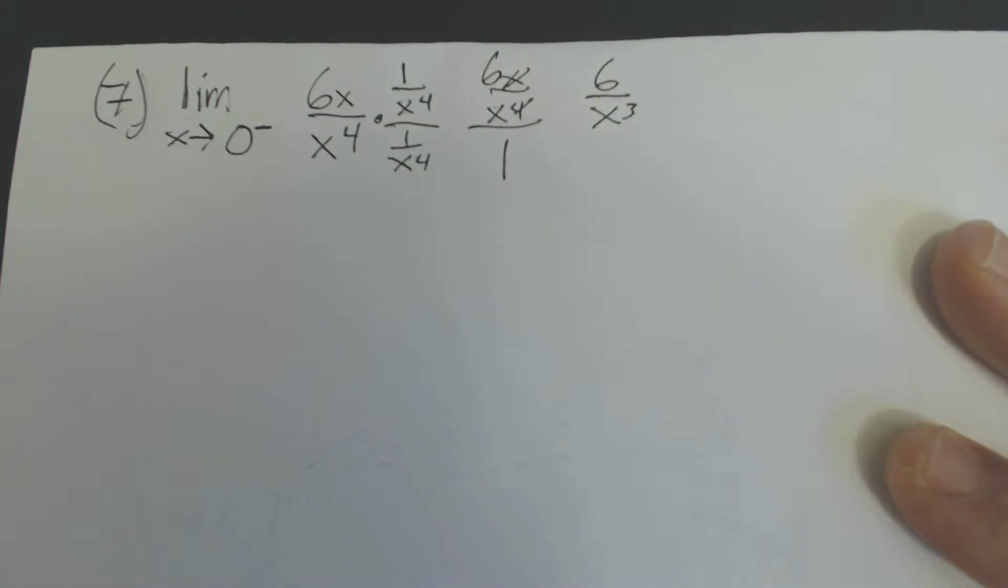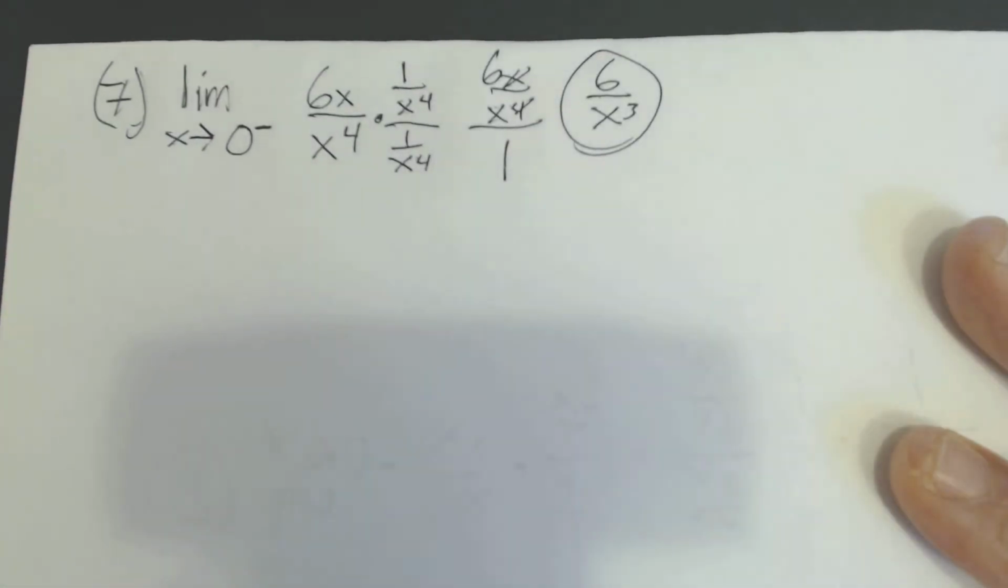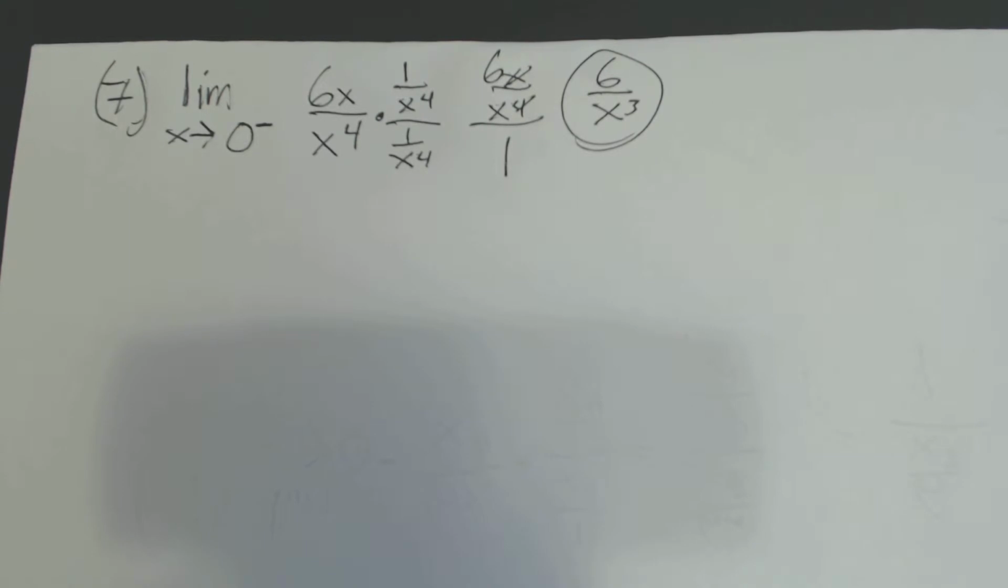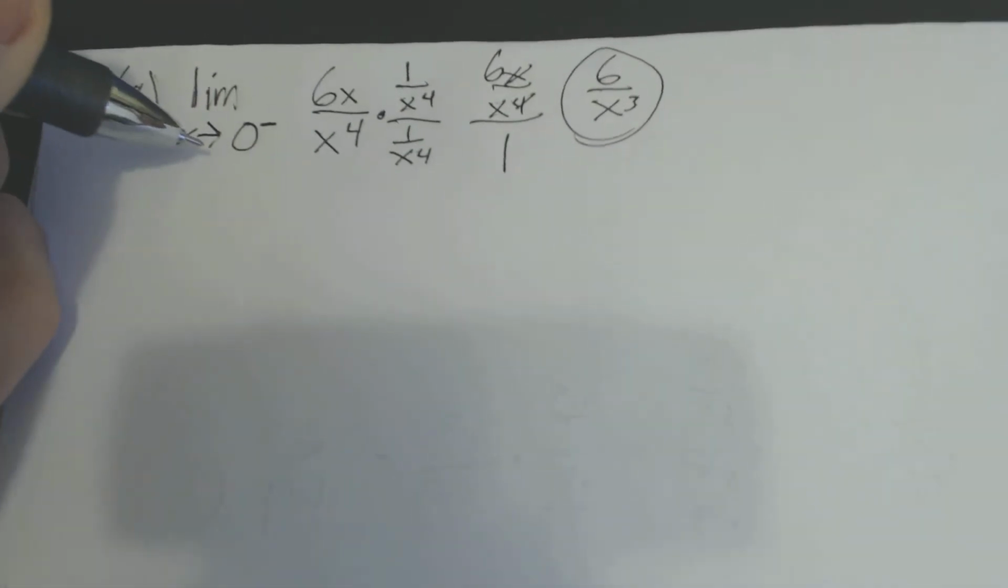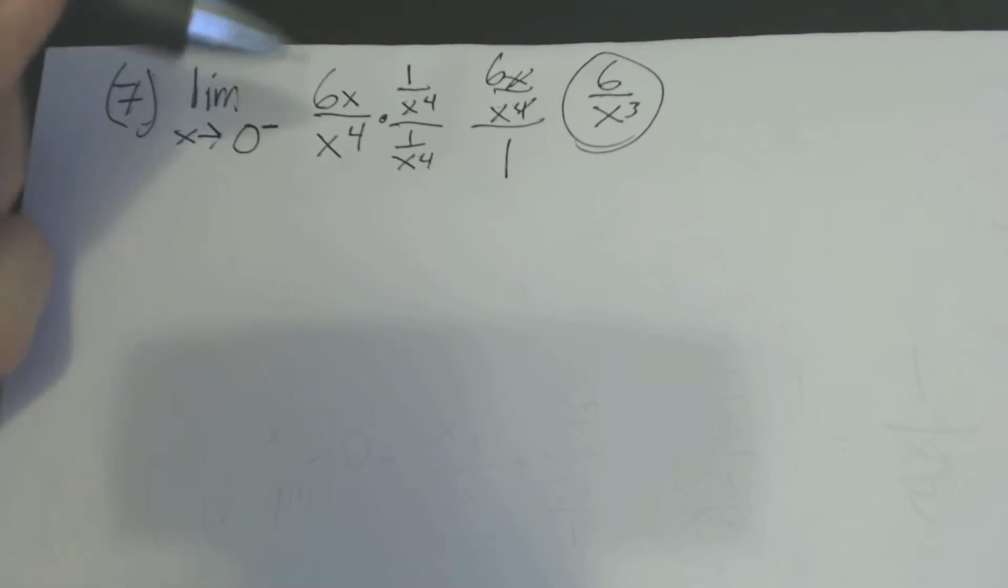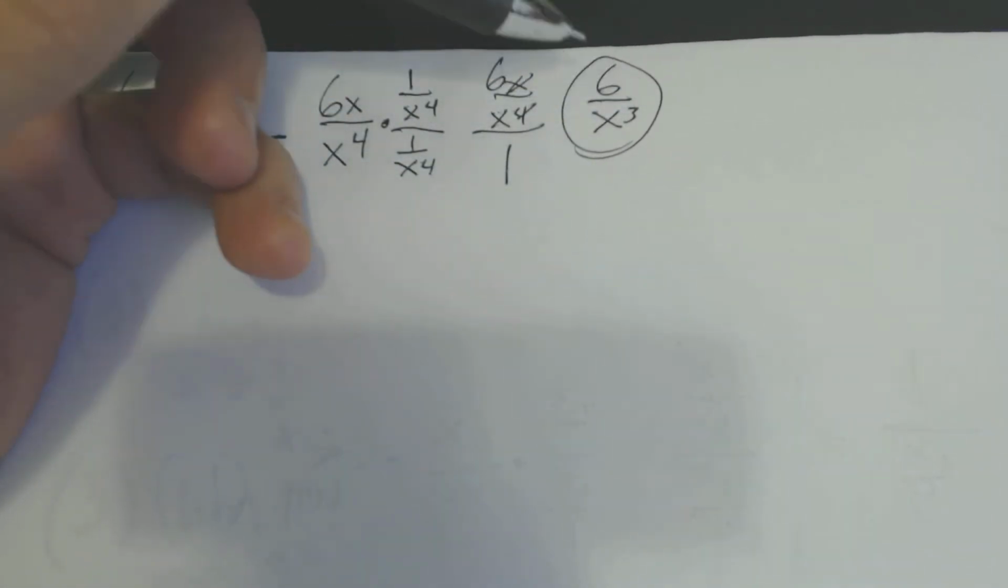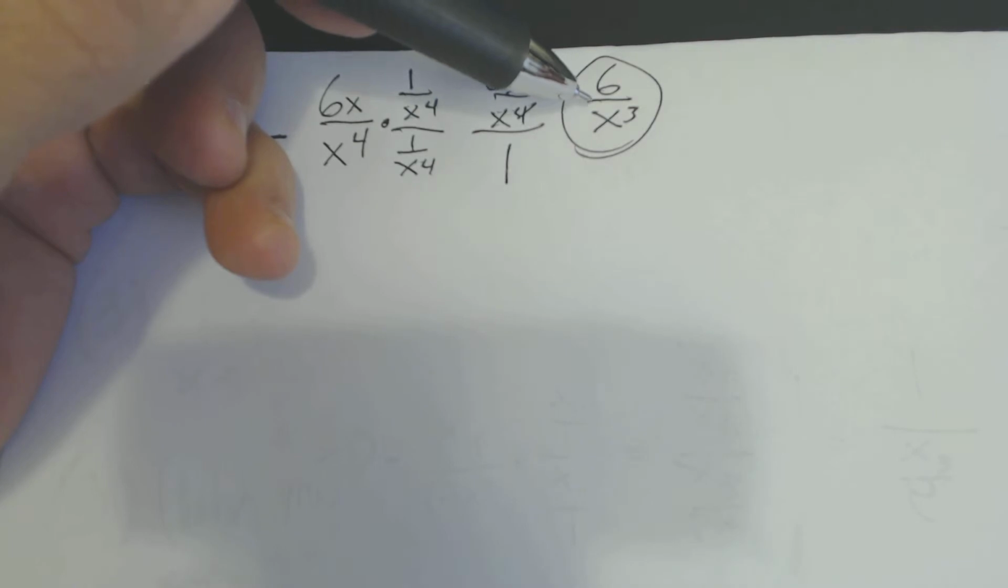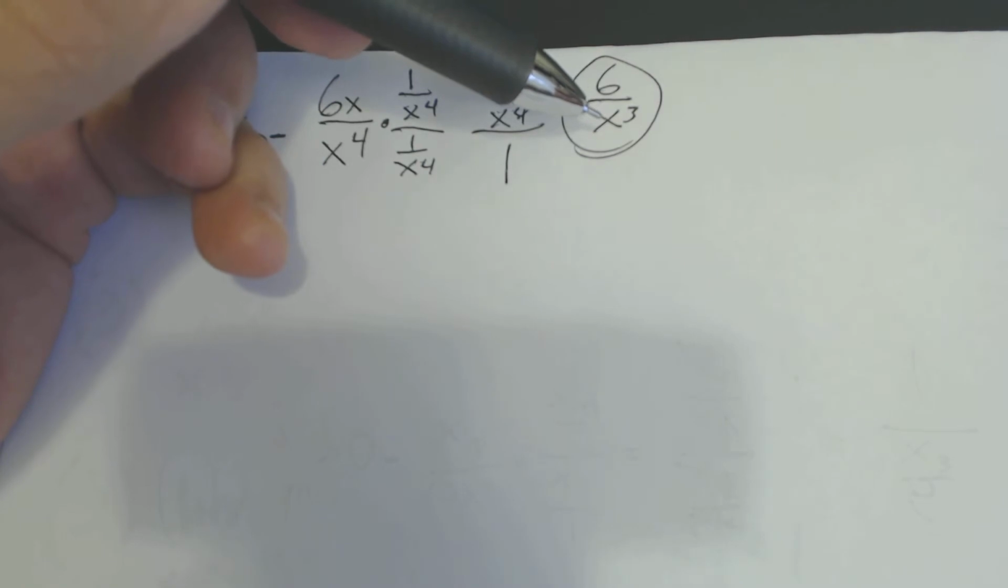And now we have a situation where we have a number over a variable. And when we have a number over a variable, we're likely going to get an infinite value as our limit. So we're coming at 0 from the negative side. And as you're approaching 0, numbers get really small. And as numbers get really small in the denominator, and 6 remains the same, obviously, you're dividing 6 by a number that's getting smaller and smaller and smaller. So the result is getting bigger and bigger and bigger.